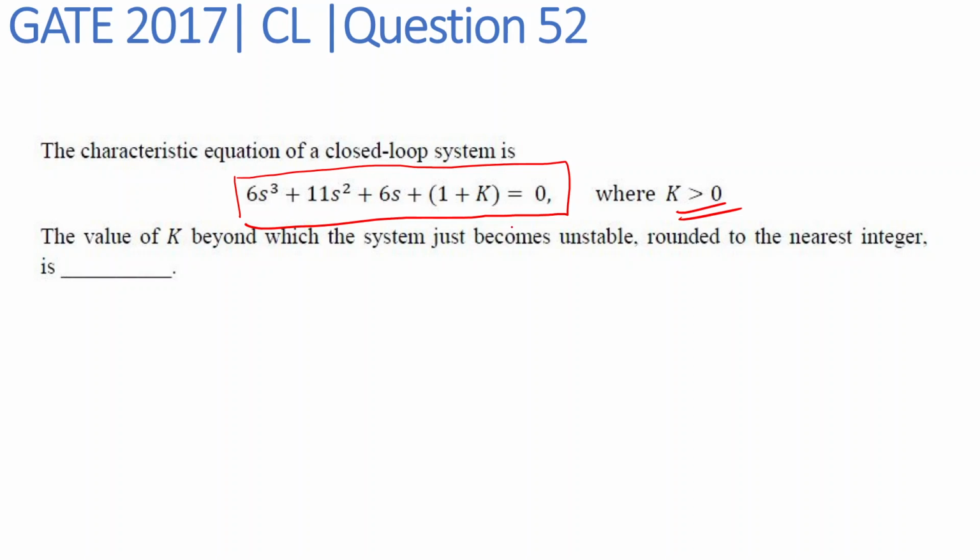For this, we can simply write the Routh array and then check the values of the first column, such that it is always positive. Based on that we can comment on the stability of the system by analyzing the value of k. So let's take a look at the video solution.